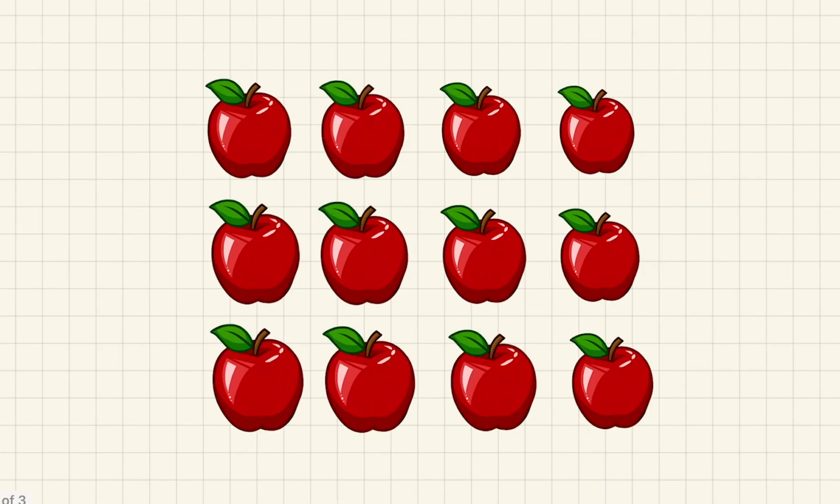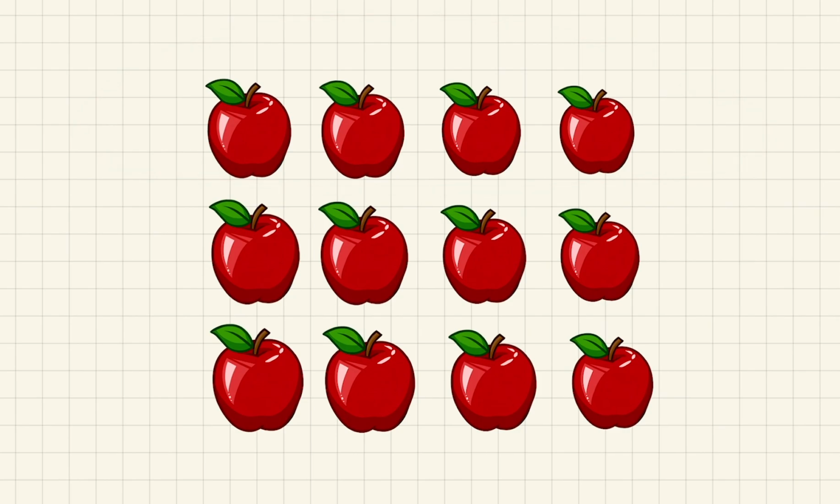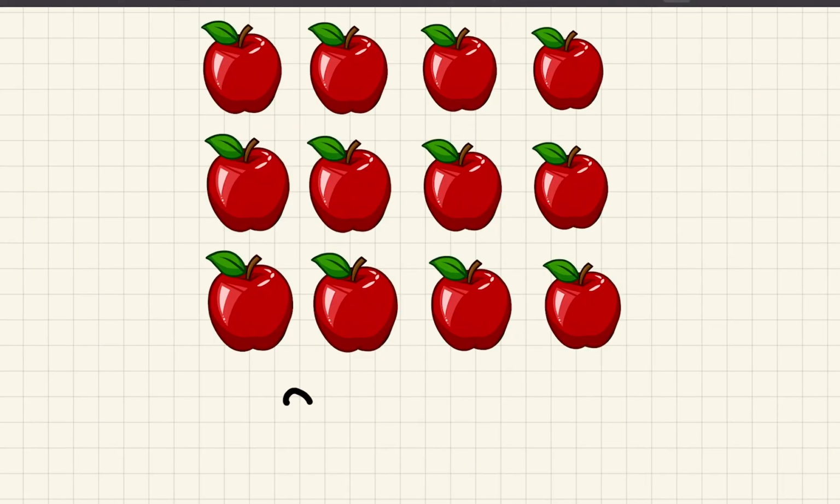Let's say we have another 3 groups of apples, each group has 4 apples, so we have 3 groups of 4 apples. The number form would look like this. 3 times 4. X is the multiplication sign. Whenever we see this sign, it means that it's multiplication.